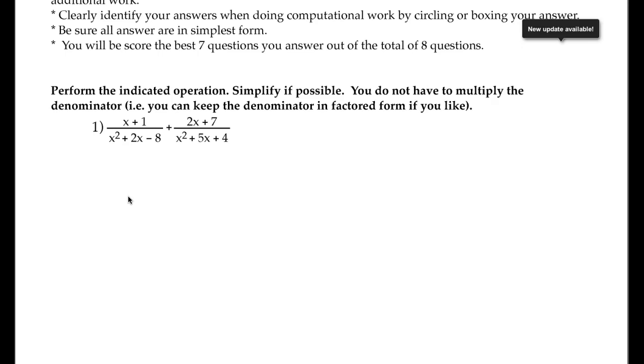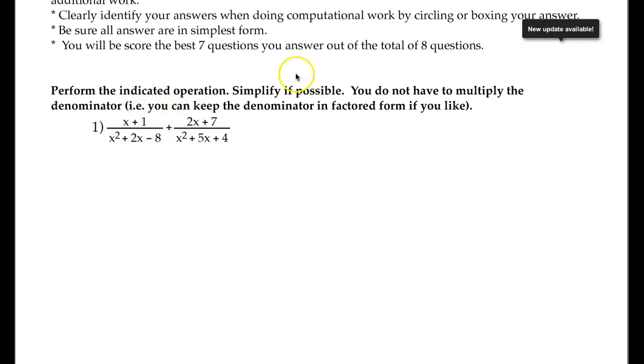So for these two rational expressions, and what I mean by a rational expression is just an expression where your numerator is a polynomial, your denominator is a polynomial. So x plus 1 and x squared plus 2x minus 8 are polynomials. So we have a polynomial divided by another polynomial, and that's considered a rational function. So that's why I keep calling it that, okay?